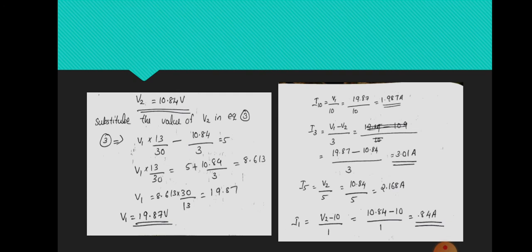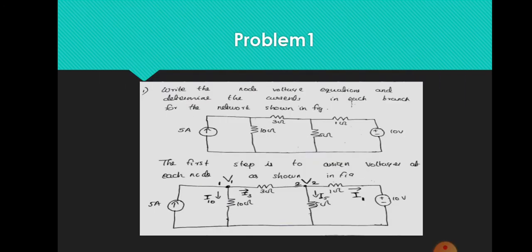But actually what we are asked for in the question is: write the node voltage equations and determine the currents in each branch for the network shown in figure. First of all, we have to write the node voltage equation and then we have to find out the current through each branch. So once we got the voltage, we can easily find out the current by applying Ohm's law. Okay. So we got V1 and V2 values. So first of all, we can get the I10 value.